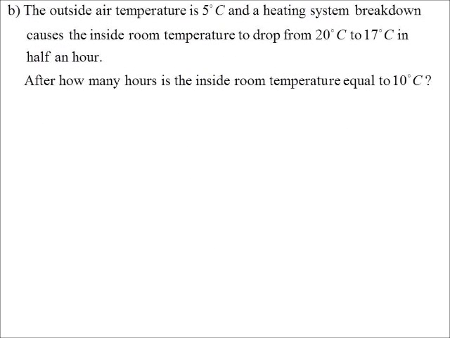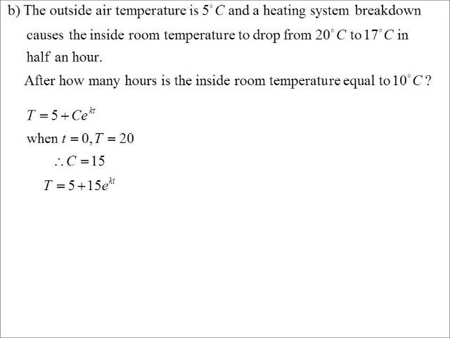All right, so the outside air temperature is 5 degrees Celsius. Heating system breakdown causes the inside room temperature to drop from 20 to 17 in half an hour. After how many hours is it going to take to get down to 10 degrees? Okay, well, T will equal 5 plus Ce^(kt). Remember they told us that A was the outside air temperature, which we've been told now is 5. So therefore C is 15, because when t equals 0, initial temperature is 20. So I now have the formula 5 plus 15e^(kt).